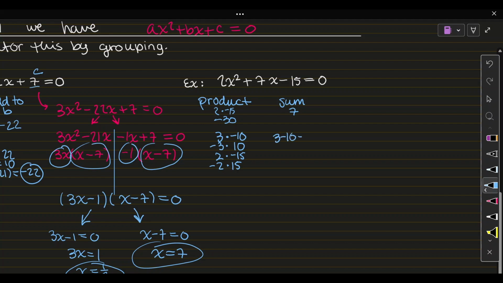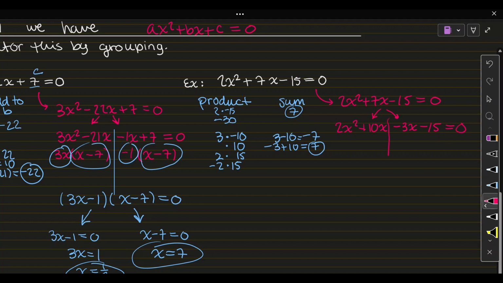So 3 minus 10 is -7. -3 plus 10 is 7, and I can stop because this 7 matches my b here. That's what I was looking for, my sum. So that tells me that the factors I need to use are -3 and 10. So I'll rewrite this down here as 2x squared plus 7x minus 15 equals 0. I'll split this middle term up into the two factors. So 2x squared, and then plus 10x minus 3x minus 15 equals 0.